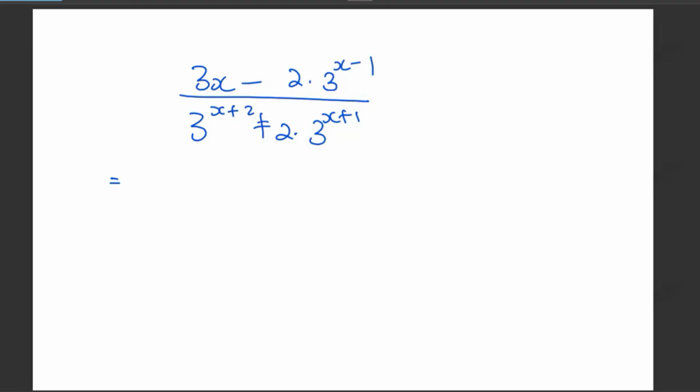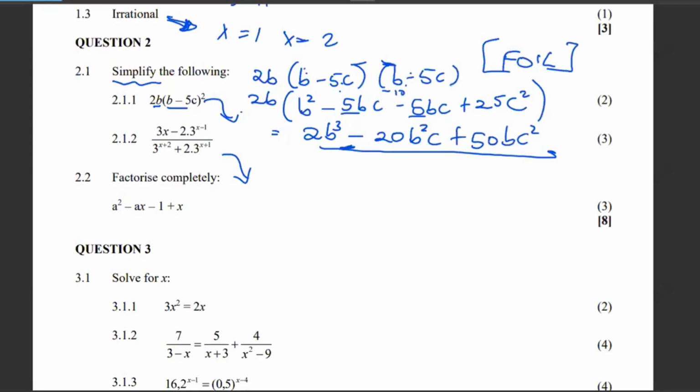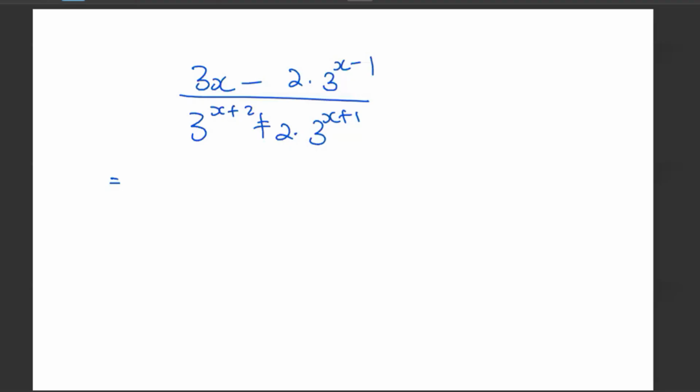But looking at this question, I can sense that there could be something wrong with this x here. Chances are high it was supposed to be 3 to the x. There's no way you can put this x as a multiplication. So what I'm going to do, I'm going to change that into a 3 to the x to make life easy for everyone. Okay, so that's going to be 3^x.